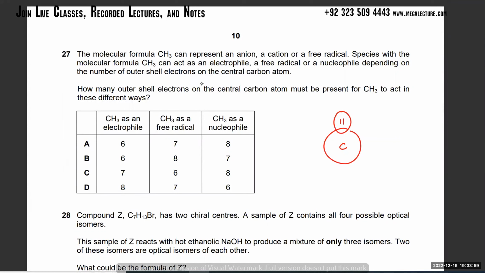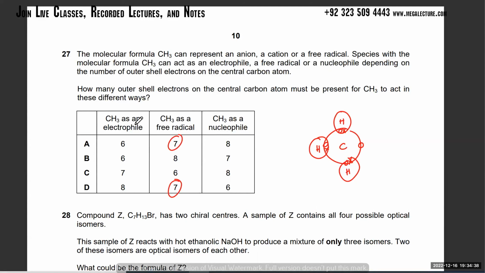Carbon has, remember, how many electrons? 4 electrons, right? So a normal CH3, one of the electrons is going to be unpaired. So if you've got unpaired electrons, is it a free radical, an electrophile, or a nucleophile? A free radical. Okay, it's a free radical. Something with unpaired electrons, that's a free radical. So it's got 7 electrons. So it's going to be this one.